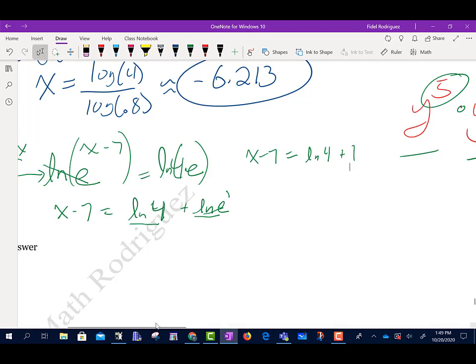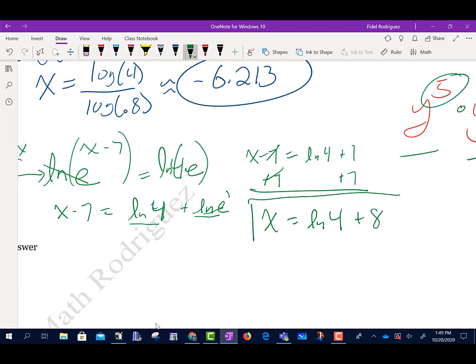Remember, what am I solving for? I'm trying to solve for x. So all I need to do now is add 7 to both sides. And I'm coming up with x equals the natural log of 4 plus 8. And there's my answer. Okay? And it doesn't look like a typical answer that we would get, but in this case, this is what we have.